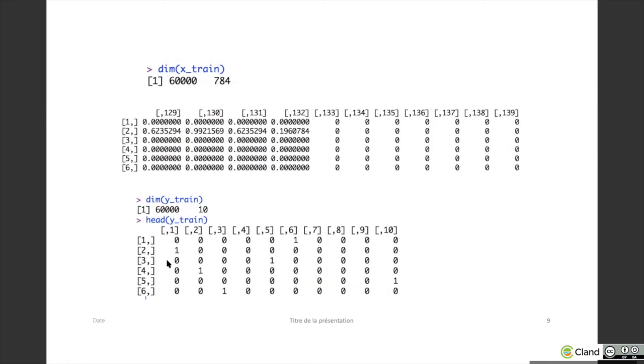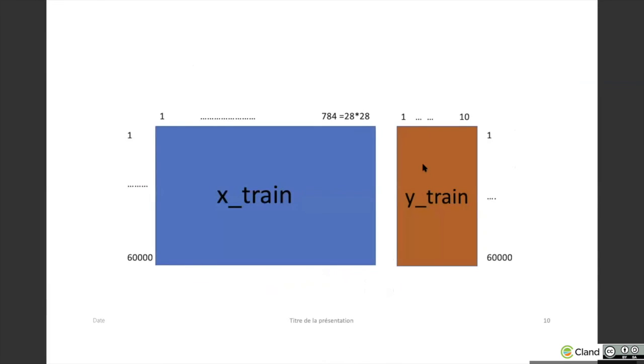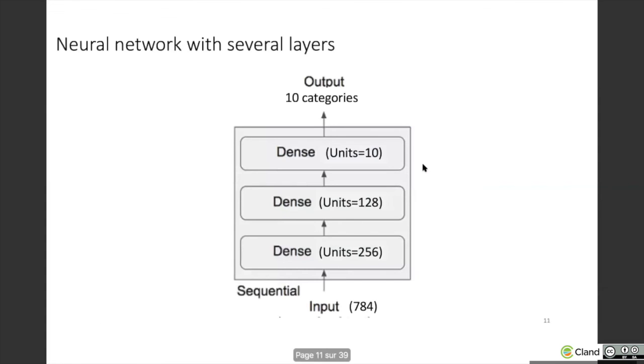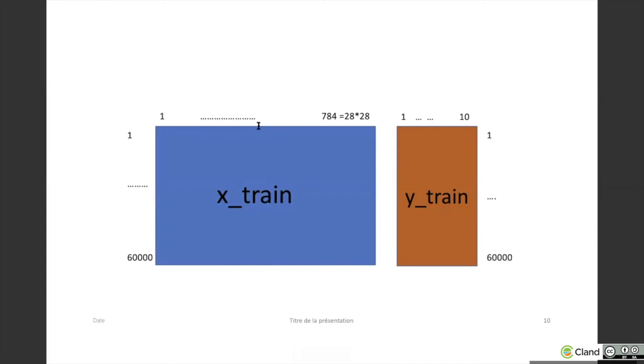So the computer should learn to predict the y train matrix from the X train matrix. That's what we want to do: to learn to predict the correct image label from the image characteristics. This is a summary of what we get at this stage. So far, we only performed a data transformation. And now we will learn how to predict y train from X train.